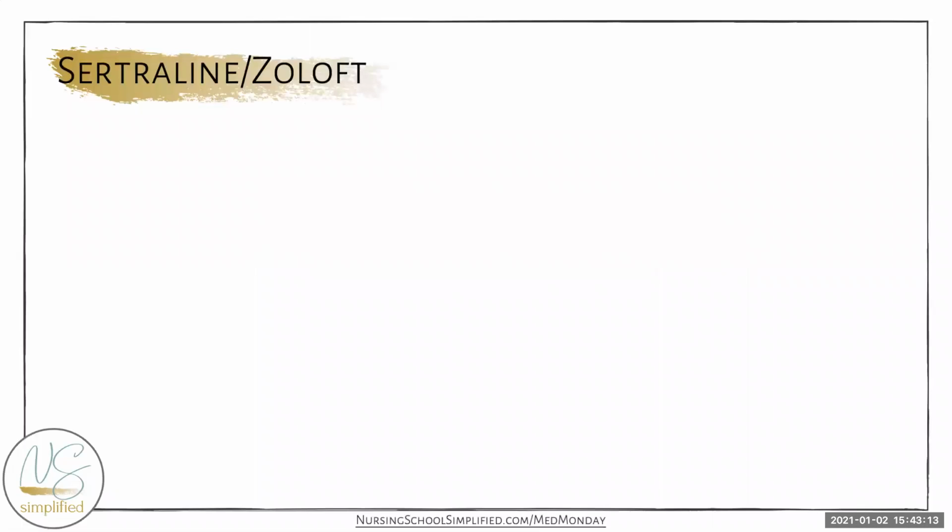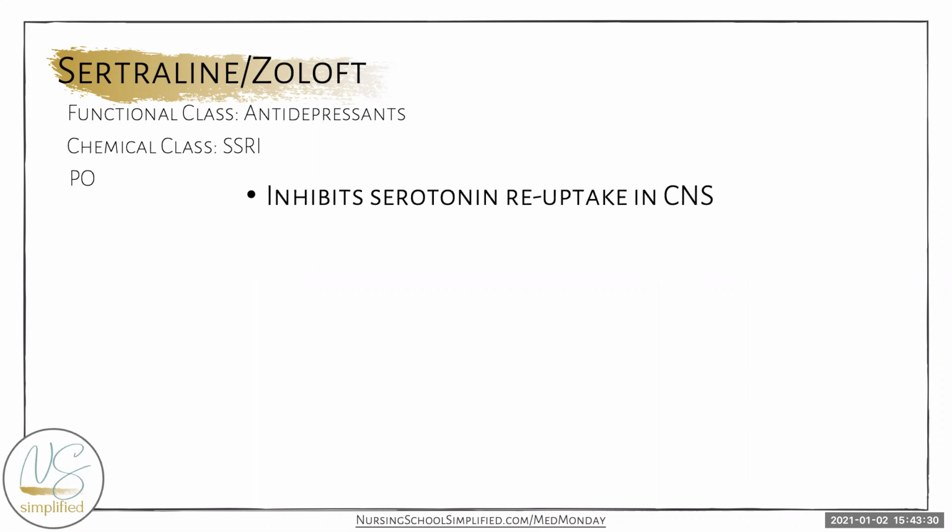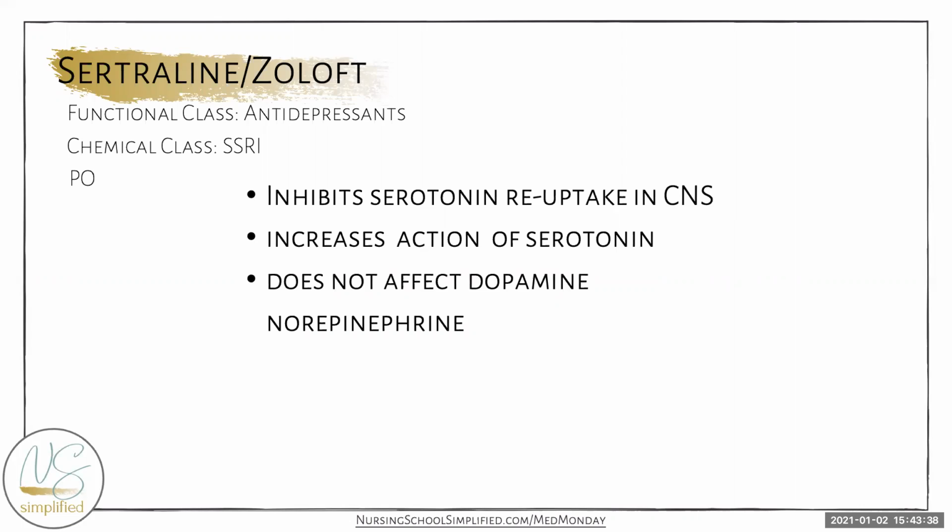So today our medication is sertraline or Zoloft as the trade name. The functional class is antidepressant. The chemical class is SSRI. And this medication is given PO or orally. Now, this medication inhibits serotonin reuptake in the CNS. It increases the action of serotonin, but it does not affect dopamine or norepinephrine.